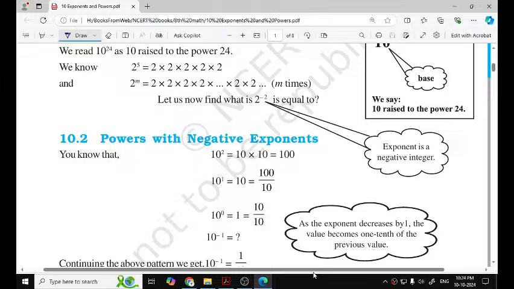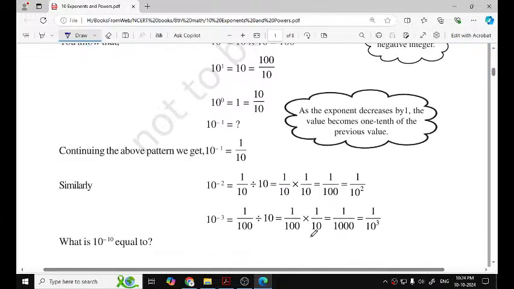Now what is 10 raised to minus 1? That is 1 upon 10. 10 raised to minus 2 is 1 upon 10 into 1 upon 10. That is 1 upon 100, which can be written as 1 upon 10 square. So 10 raised to minus 2. If the exponent is negative, that term will be written in the denominator with positive power. This is 1 upon 10 square.